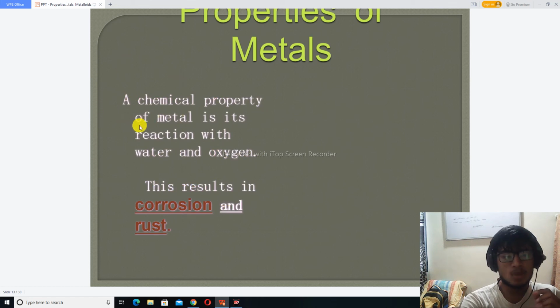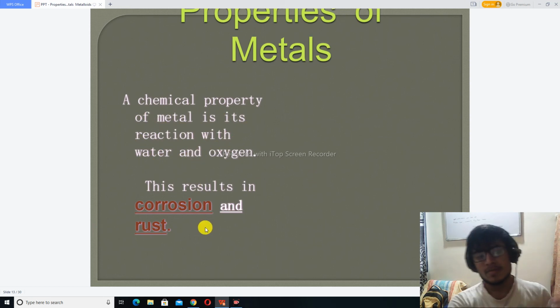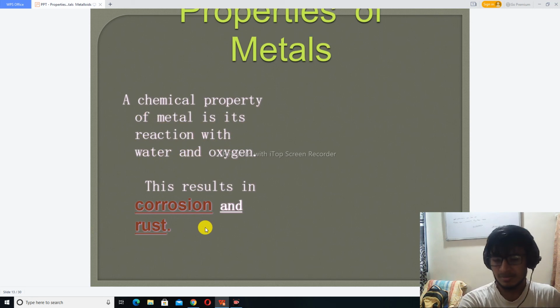A chemical property of metals is their reaction with water and oxygen. Water and oxygen react with the metal, resulting in corrosion and rust. Metal in contact with water and oxygen is called rusted. A rusted metal is not useful or durable.